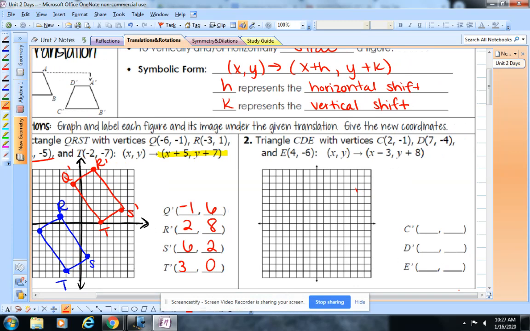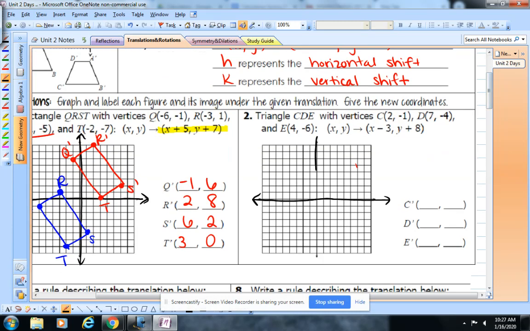All right, so what do we need to do first on number 2, guys? Graph the triangle. All right, let's do it. I got to darken my arrows because I can't see squat. (2, -1).